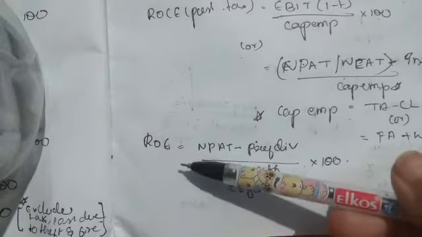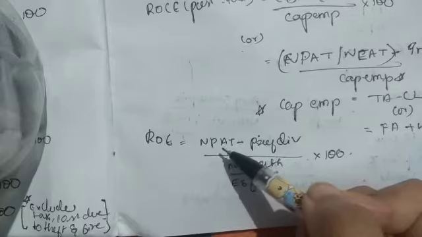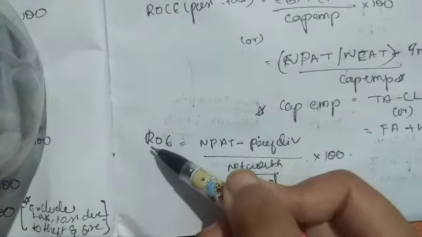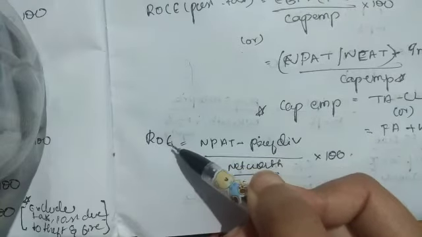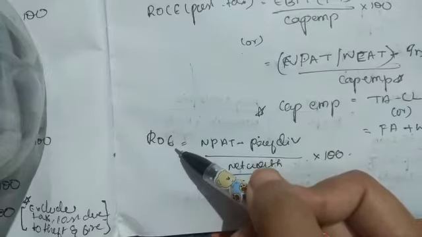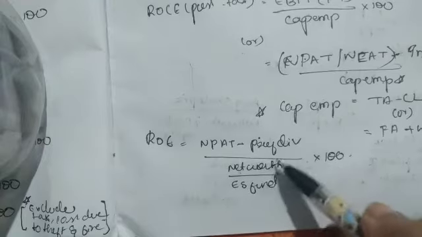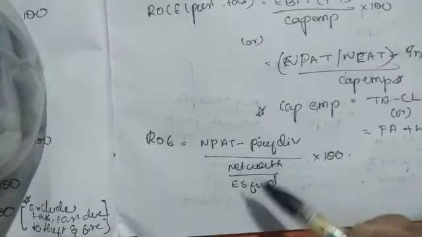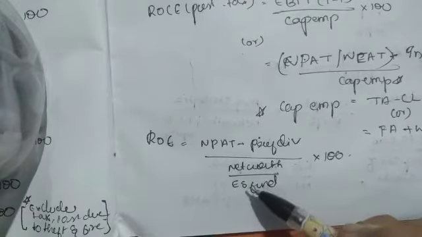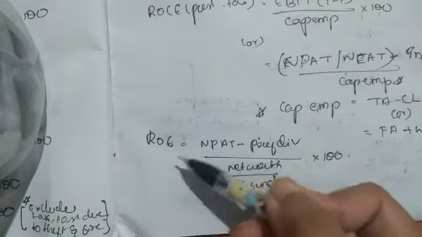So return on equity: NPAT, net profit after tax, minus preference dividend. Return on equity is about the equity, so we'll ignore the preference dividend, preference share kind of things, okay? Divided by net worth, the equity share fund, into 100. There you will get the return on equity.